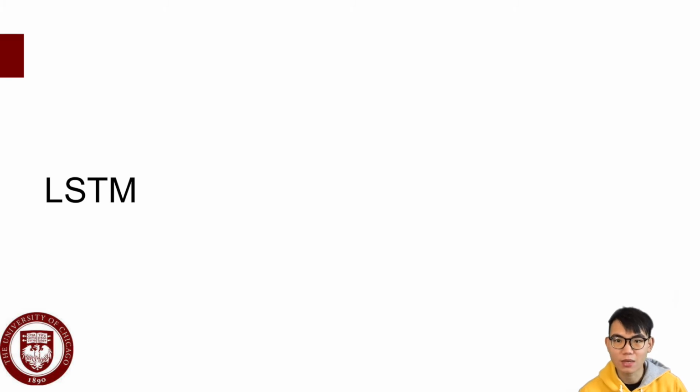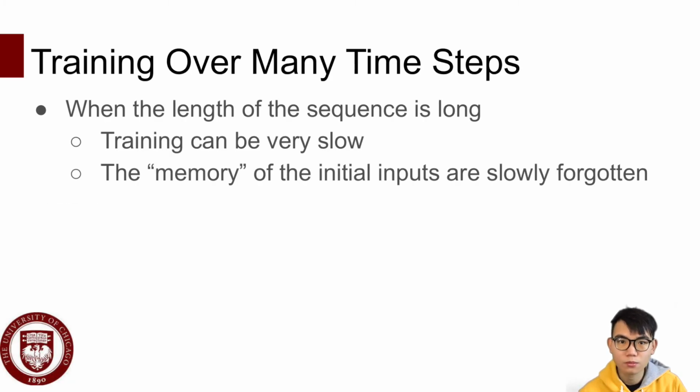Now let's discuss the LSTM architecture. Although RNNs are able to take sequences of arbitrary length, RNNs have trouble learning when the length of the sequence is too long. This is because long sequences slow down training by a lot, and it's not possible to parallelize RNN training across time steps. In addition, when training on long sequences, the memory of the initial inputs is slowly forgotten as we go through the time steps. This can be devastating because signal from the earlier input in the sequence can be very important to the task you are trying to solve.